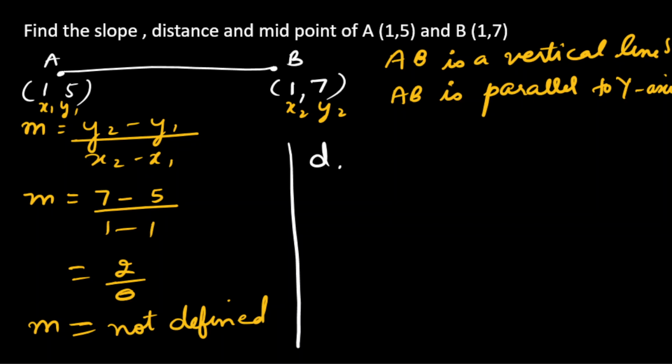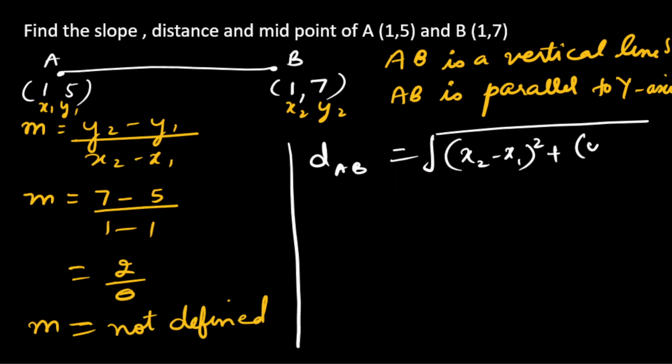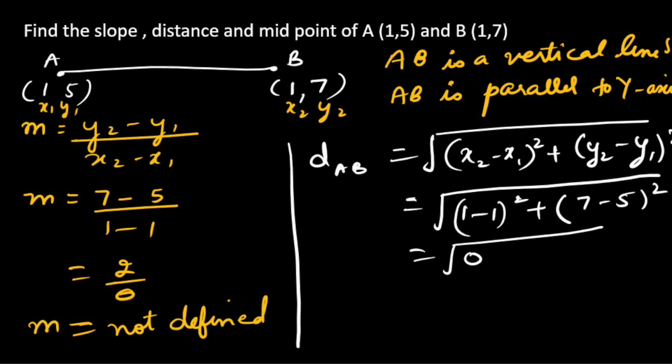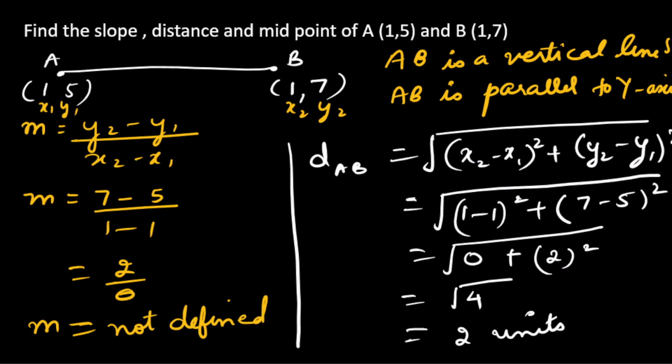Now let us find the distance using the distance formula. The distance formula is the square root of x2 minus x1 whole square plus y2 minus y1 whole square. So x2 is 1, 1 minus 1 whole square plus 7 minus 5 whole square. So this is 0 plus 2 square. 0 plus 2 square is 4. Square root of 4 is equal to 2. So 2 units. So we found the distance.